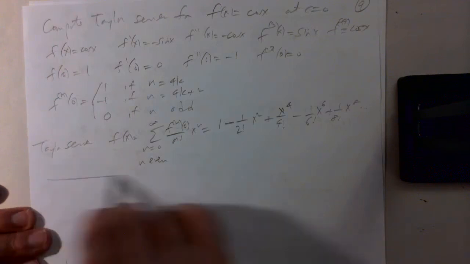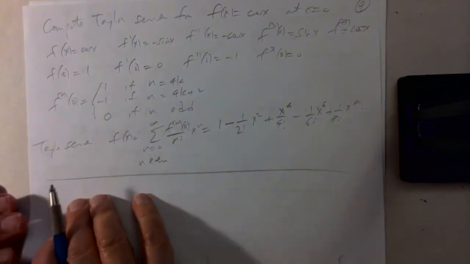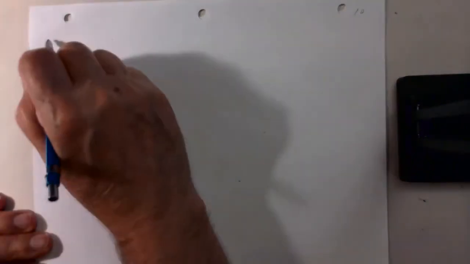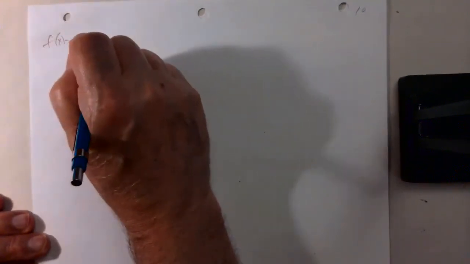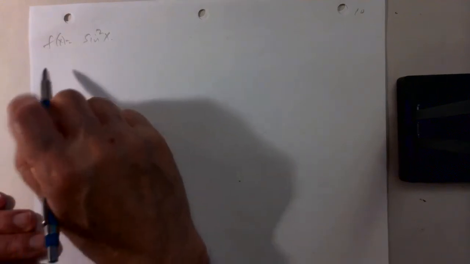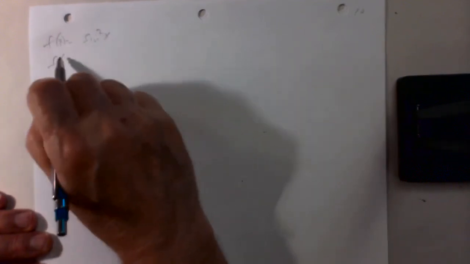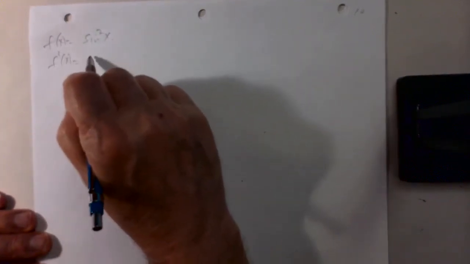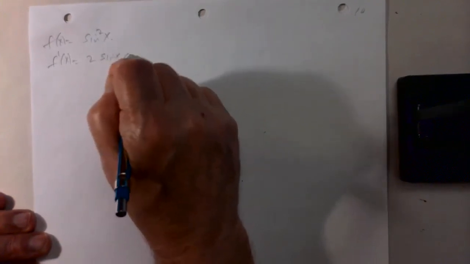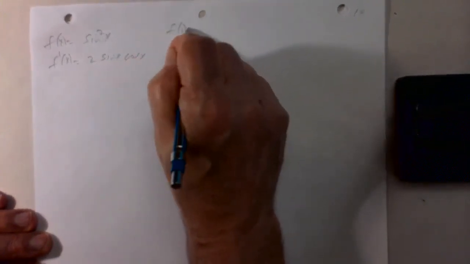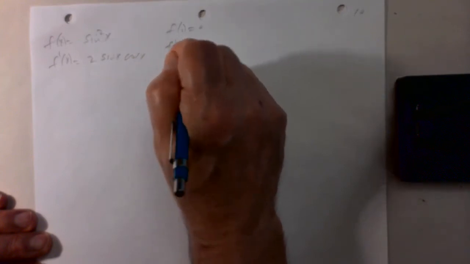Let's look at another example. Suppose I take sine squared. So what are the derivatives? This gets more complicated. So that's f of x. F prime of x is 2 sine x cosine x. F at 0 is 0. F prime of 0 is 0.